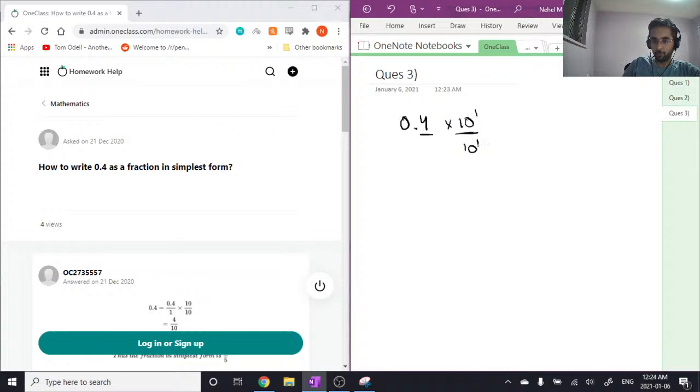So just to note here, as I said, you count the number of decimal places you have. You multiply it and divide it by 10 raised to the power of the number of decimal places. So in this question, we only have one decimal place. And then you further simplify, looking at the common multiples, to get your simplest fraction form.